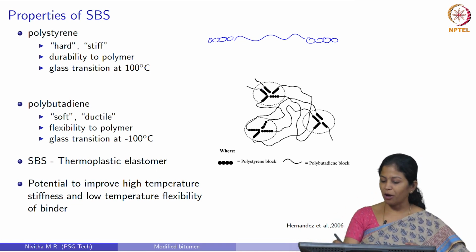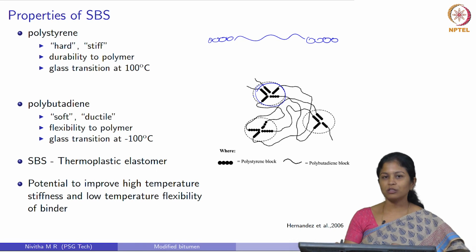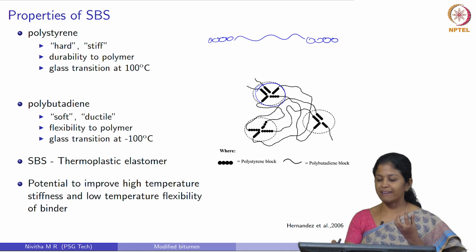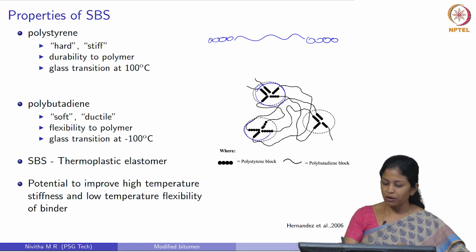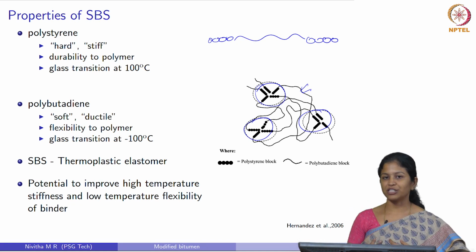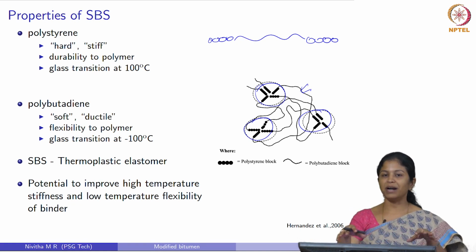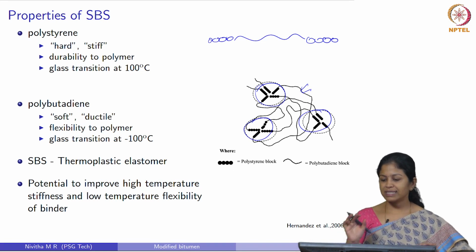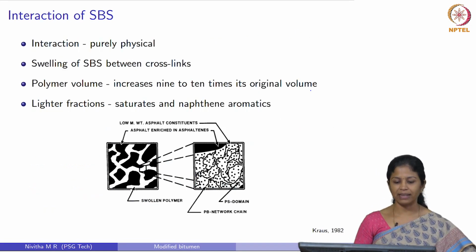So, these polystyrene blocks arrange together to form a domain like this. This is called a polystyrene domain. So, they form a lot of domains like this, and this polybutadiene chain which is seen here absorbs the lighter fractions present in bitumen and forms a flexible part of the modified bitumen. Let us see how the interaction develops here in detail.